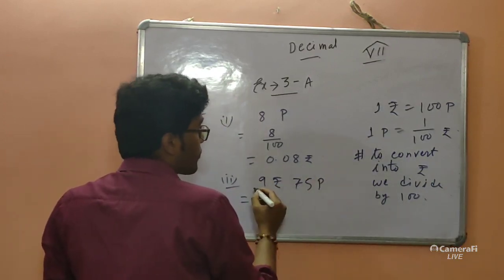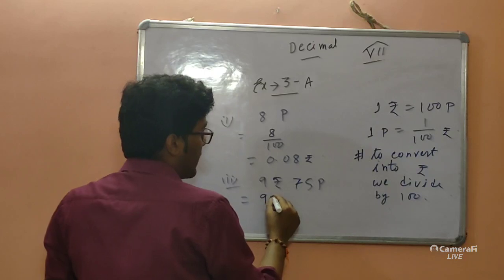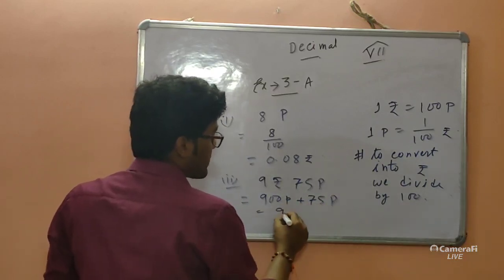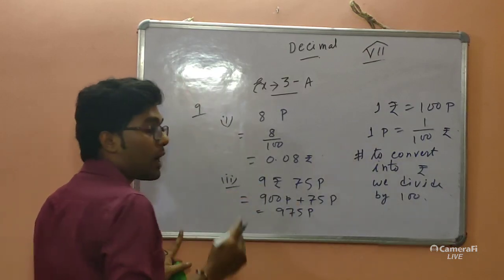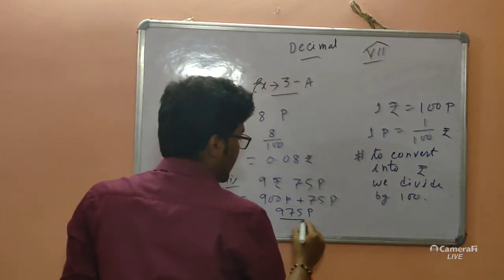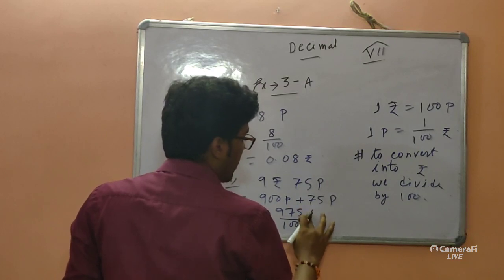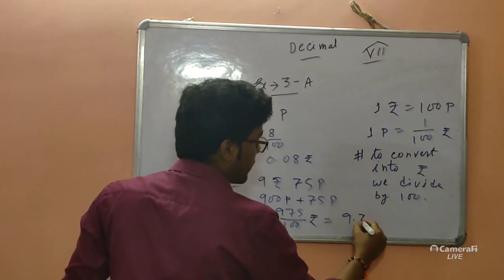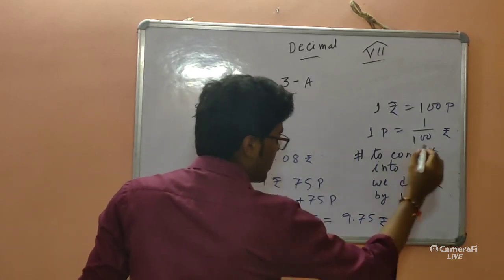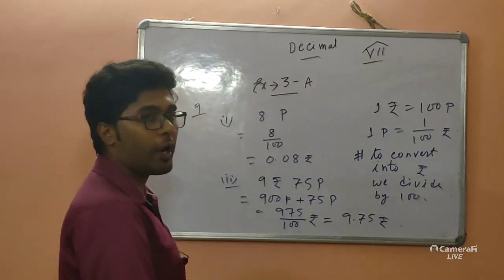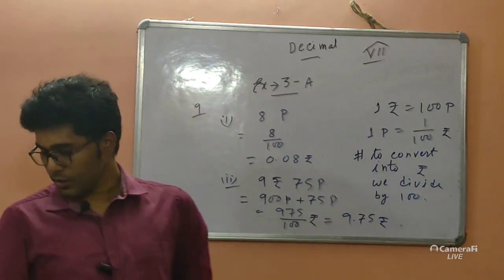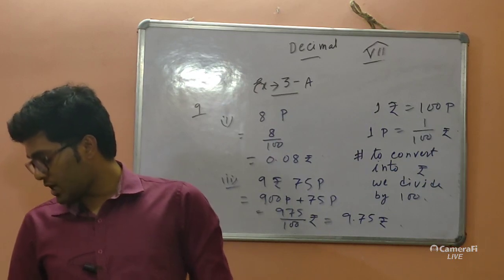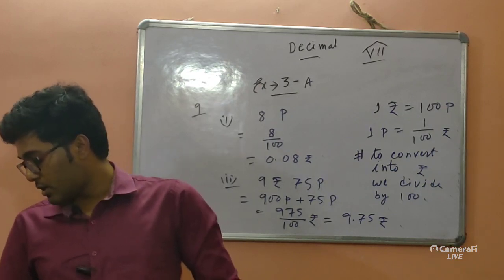So 9 rupees means what? 900 paise plus 75 paise. So it becomes 975 paise. If you want to convert it into rupees, you divide it by 100. Now 2 zeros, so from the right, after 2 places you give the decimal point. So this becomes 9.75 rupees. Clear? Okay. Now similarly we are going to use a conversion to do the next one.